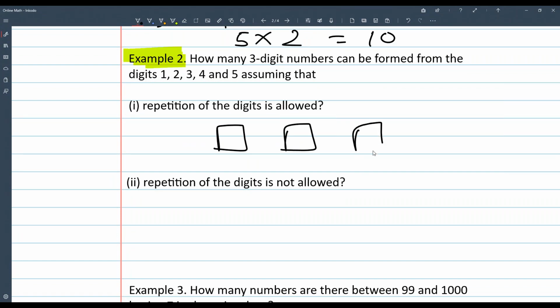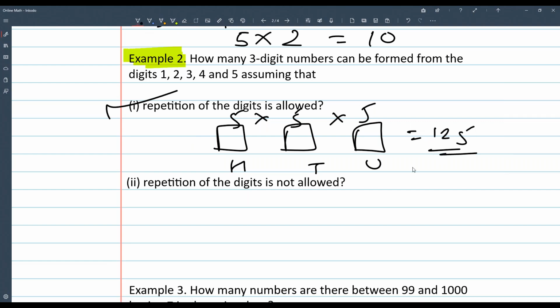Now, if 3-digit numbers are there and repetition is allowed, then for every place, units, tens and hundreds, we have all 5 choices. 5 for the hundreds place, 5 for tens, 5 for units place. So in total we have 125 ways of filling these 3 boxes. So we have 125 3-digit numbers which are formed using the digits 1, 2, 3, 4 and 5.